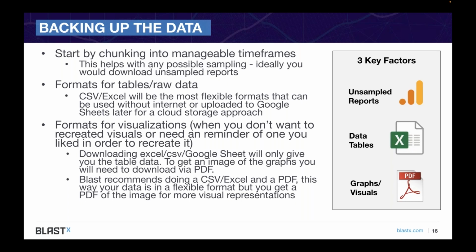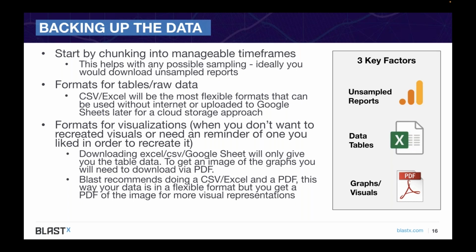Also, when you're thinking about which reports you want to back up, there are a couple of different format options you can choose. For tables and raw data, you can ideally choose a CSV file or an Excel file. You can also upload to Google Sheets and store in the cloud, or you can just download a CSV or an Excel file and put it on a flash drive, an external drive, or your desktop. So you have those two options there. Those are great for tables and raw data.